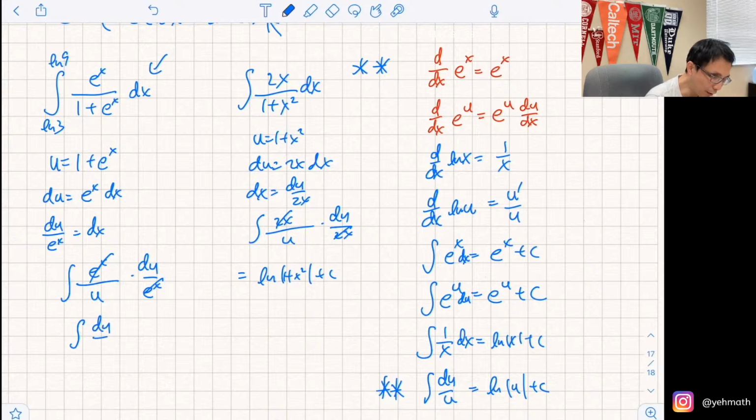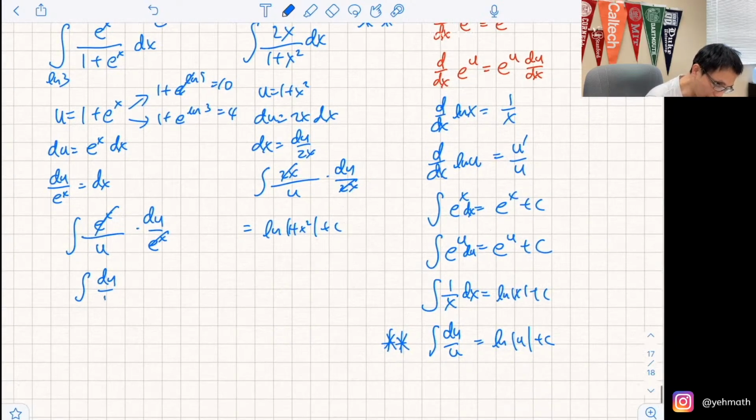Now, natural log of 9, I'm going to tell you this. 1 plus e to the natural log of 9, and 1 plus e to the natural log of 3. What will happen with e and natural log? They cancel. That's equal to 10. That's equal to 4, right? So that is going to be u, and this is 4 to 10.